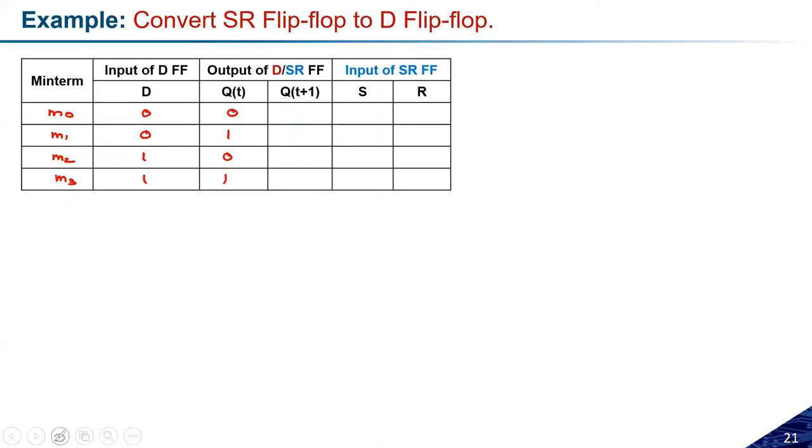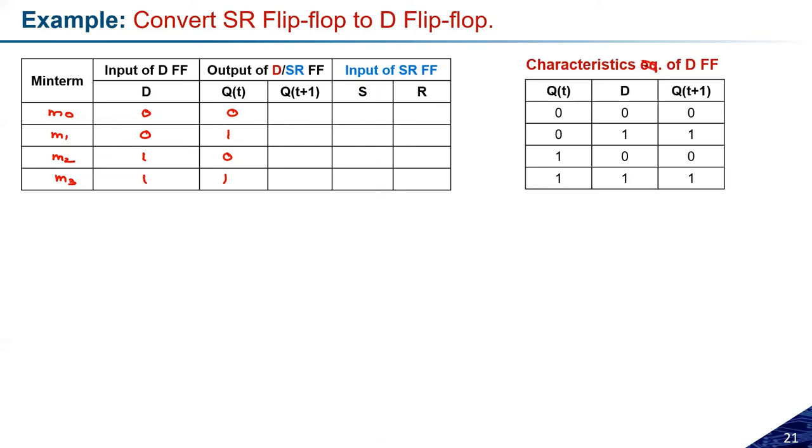So let us try to write the characteristics table of the D flip-flop, and after using this one, how the structure will look like. We know that QT and the D are given over here. If both are 0, 0, then QT plus 1 will be 0. For 0 and 1, that will give you the 1.